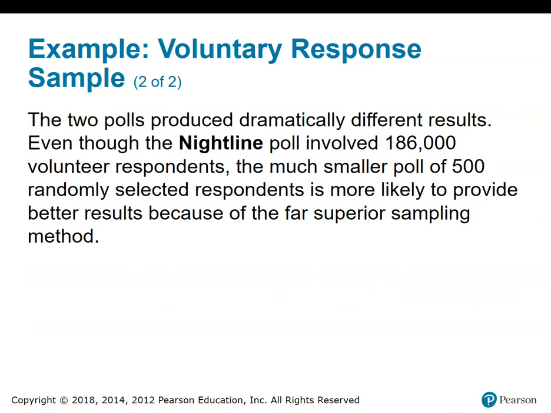The two polls produced dramatically different results. So even though the Nightline poll had way more people, it was a volunteer response. The other smaller poll was much better because it had better sampling methods. A lot of times in statistics we say the study's only as good as the sampling.